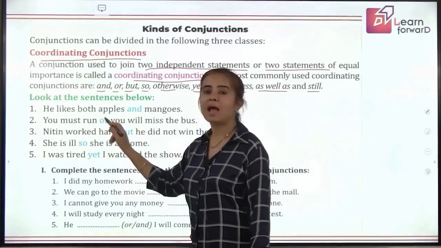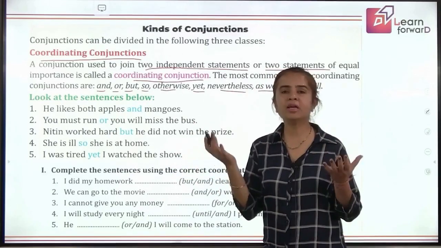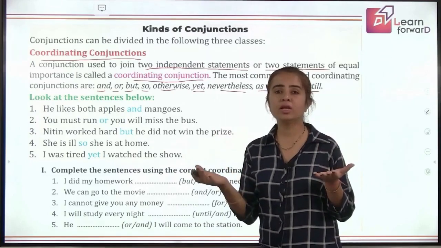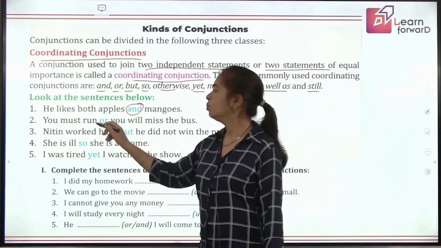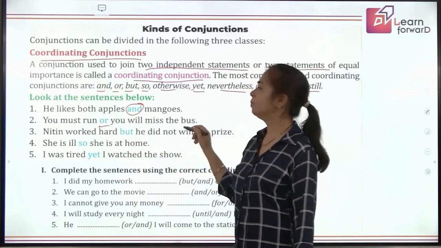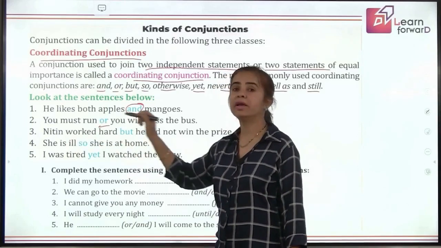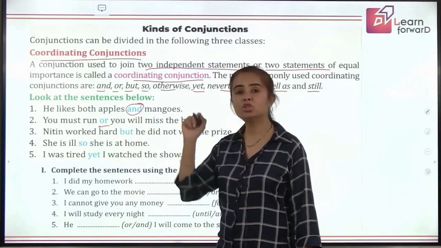He likes apples, he likes mangoes always also. So you cannot make a choice. Sometimes you like to have both the things, isn't it? They are equally important. So you are using the word and here. You must run or you will miss the bus. So here running is also important and you have to catch the bus. So you are joining. There's a choice.